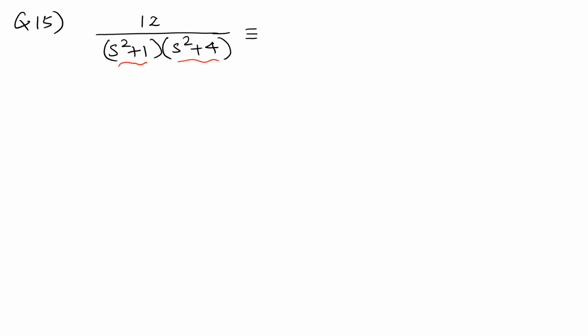So we can write this one as, first, it is s squared plus 1. That means the numerator has to be as plus b. That's the first one. The second one also, it is s squared plus 4, and it's also irreducible, so it has to be cs plus d. So that's what you get.